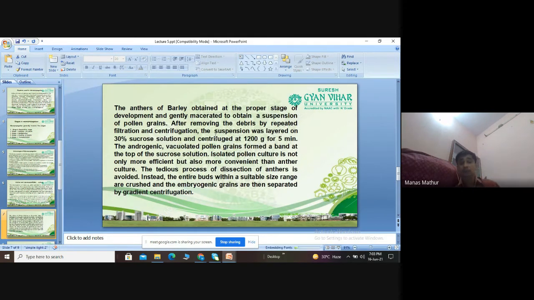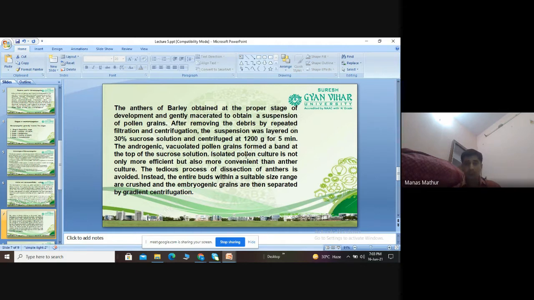For example, here we report that the anthers of barley are gently macerated to obtain a suspension of pollen grains. After removing the debris, meaning unwanted material, by centrifugation, the suspension of pollen is grown on sucrose solution and centrifuged at 1200 g for 5 minutes. The solution will form two phases, pellet and supernatant. The pellet is the solid phase, and the supernatant is the liquid phase. The pellet contains androgenically regulated pollen grains.